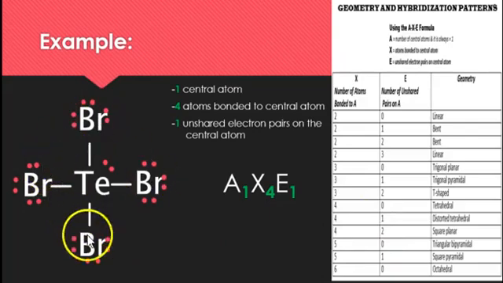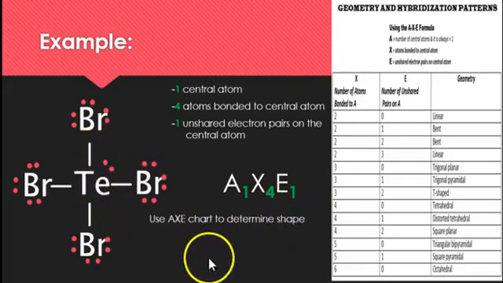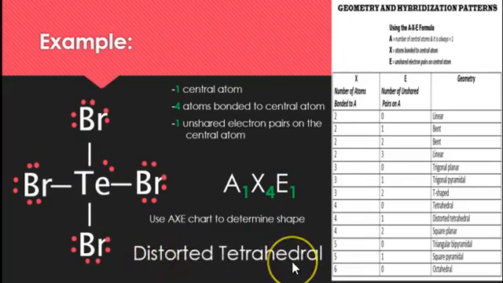Now, this is not drawn here in the shape of a distorted tetrahedral. You would have had to bring these 2 Brs away from those lone electron pairs. But all you have to do is let me know that you know it's distorted tetrahedral, and we're all good. You do not have to redraw your molecule. I will show you a 3D image of what a distorted tetrahedral is later in this presentation.